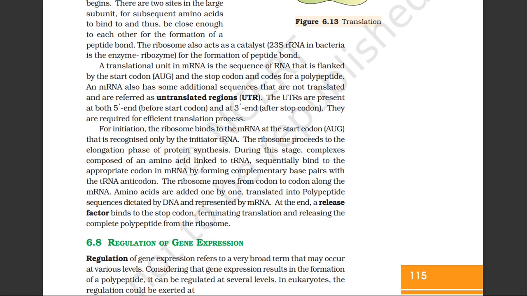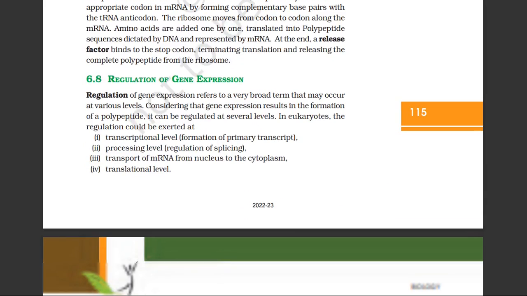During this stage, complexes composed of an amino acid linked to tRNA sequentially bind to the appropriate codon in mRNA by forming complementary base pairs with the tRNA anticodon. The ribosome moves from codon to codon along the mRNA. Amino acids are added one by one, translated into polypeptide sequences dictated by DNA and represented by mRNA. At the end, a release factor binds to the stop codon, terminating translation and releasing the complete polypeptide from the ribosome. 6.8 Regulation of gene expression.